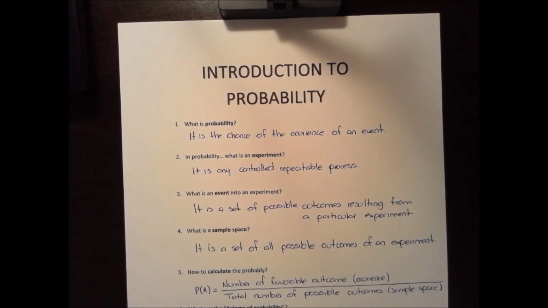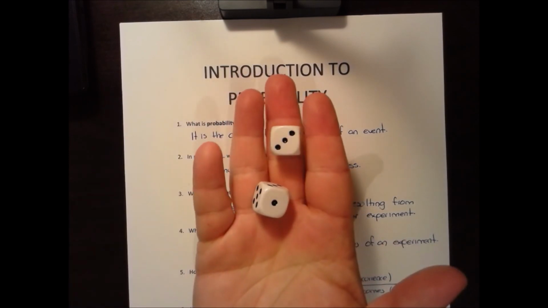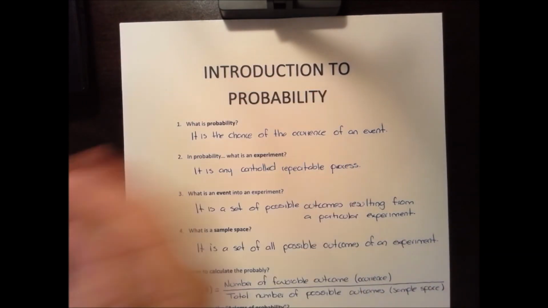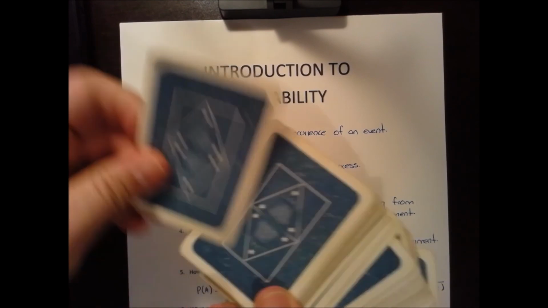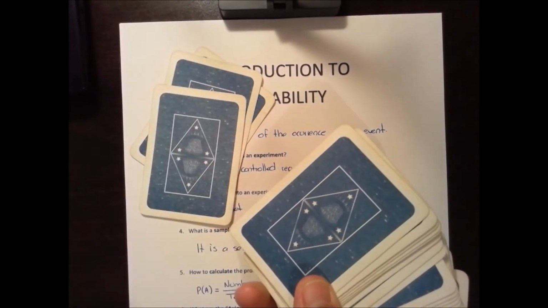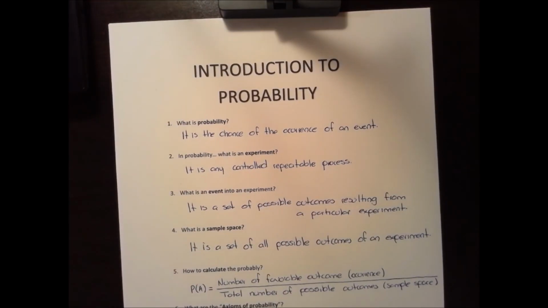Okay, in the question number 3 we have, what is an event in an experiment? It is a set of possible outcomes resulting from a particular experiment. In the example number 1 we have 2 events, 1 per each dice. In the example number 2 we have 3 events, 1 per each card. So as you can see, the experiments are formed by events.